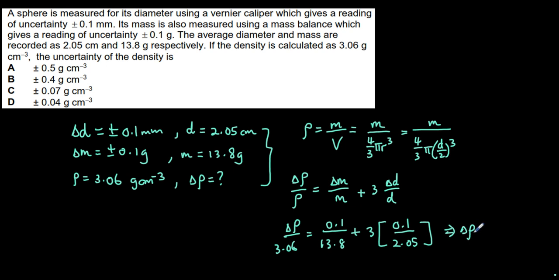So in this case, how do we get our delta rho? Take out your calculator and count the values. So the value we got is about 0.067 gram per cm cube. But do you still remember? This is uncertainty. Uncertainty, we can only put 1 SF. So 1 SF will be 0.07 gram per cm cube. That's why the answer is C.